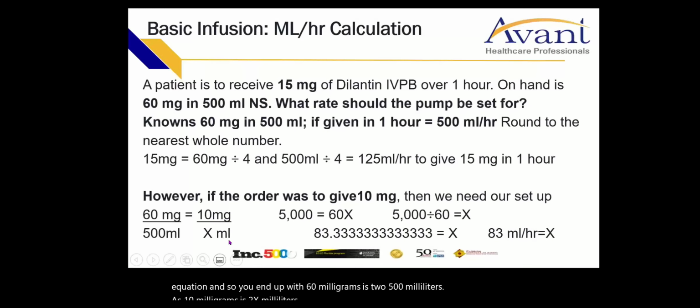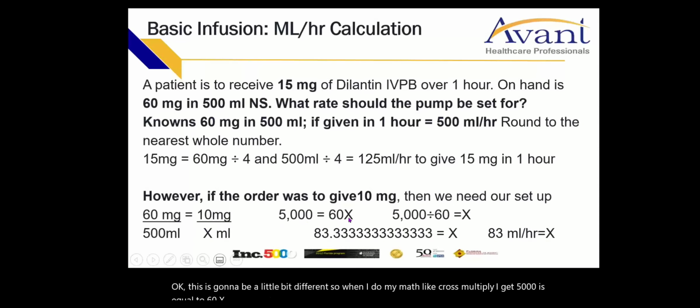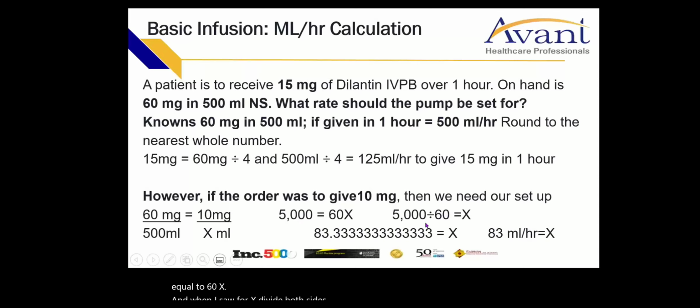Okay, this is going to be a little bit different. So when I do my math, when I cross multiply, I get 5,000 is equal to 60X. And when I solve for X, I divide both sides by 60. So 5,000 divided by 60 becomes 83 with 3 repeating. And so rounding to the nearest whole number, I'm going to get 83 milliliters per hour.